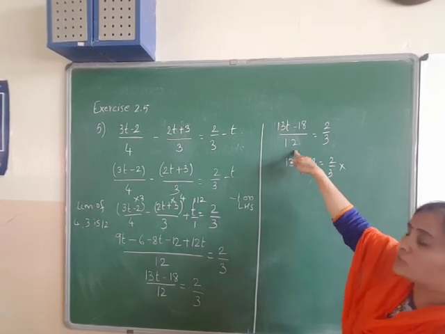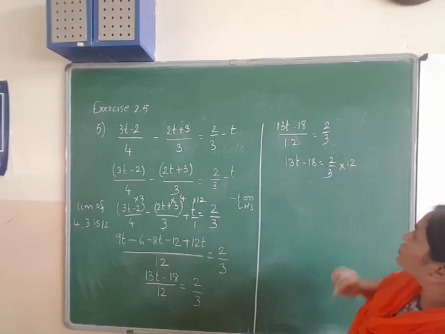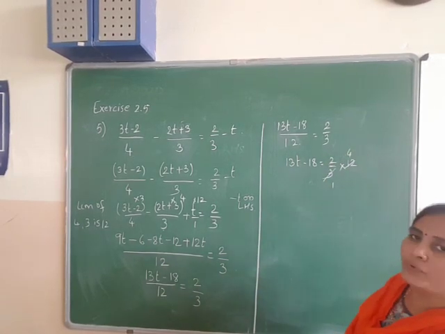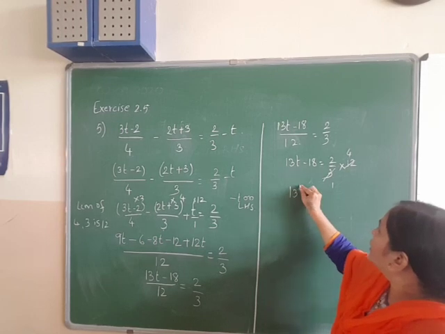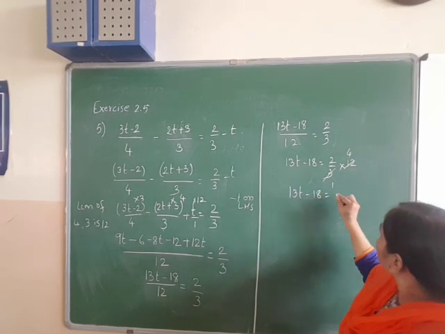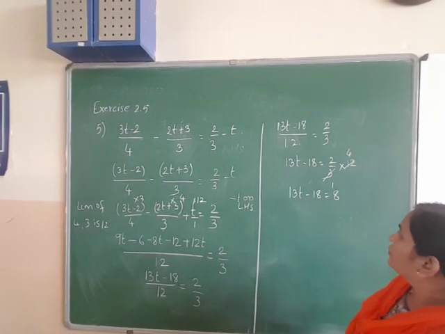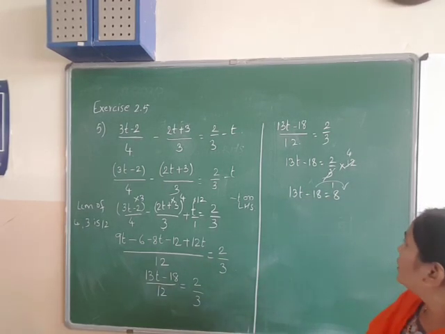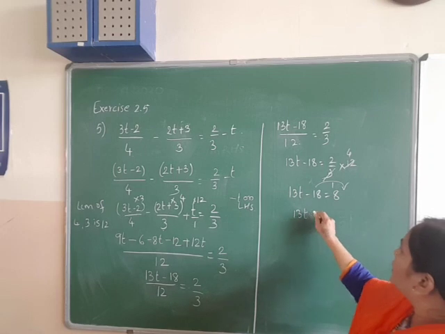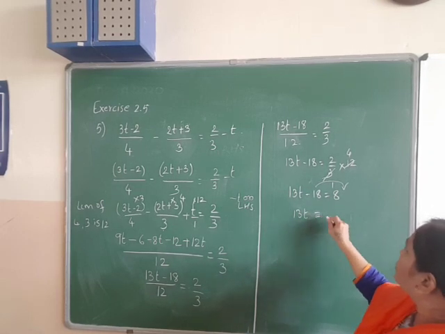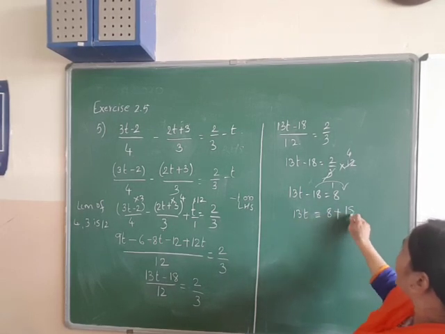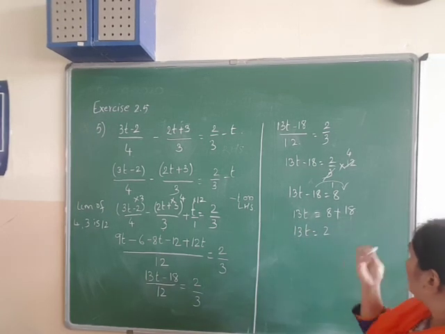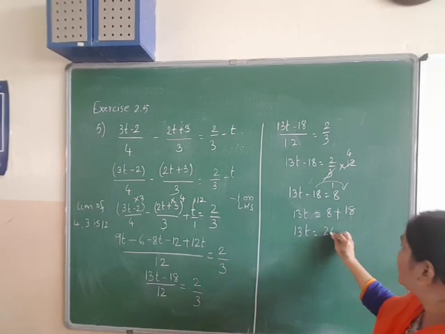When I transpose 12 to the right hand side, it goes to the numerator. So 3 ones are 3, 4 twos are... Now 13t minus 18 is equal to 4 twos are 8. I transpose minus 18 to the right hand side. 13t is equal to 8 plus 18. So 13t is equal to 26.